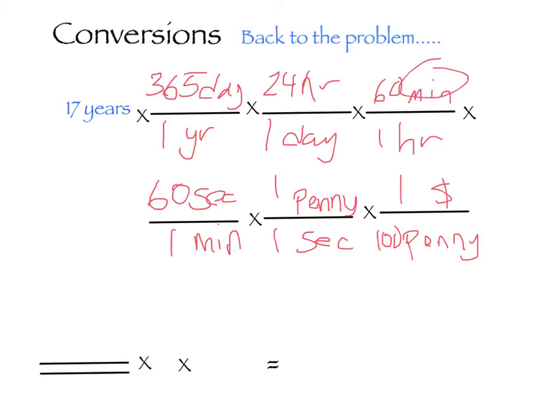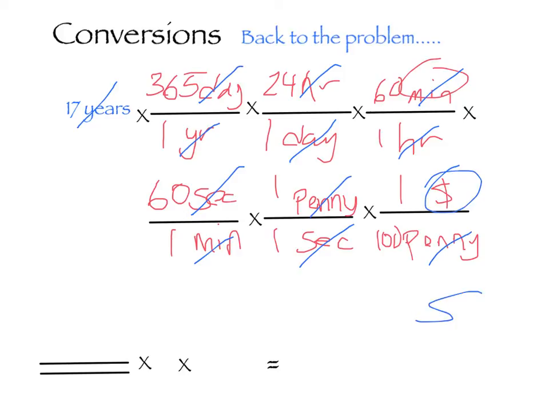Alright, now we need to do some thinking about units. Let's double check our units. We have years here and years there. They cancel. We have days there and days there. They cancel. Hours on the top, hours on the bottom. They cancel. Minutes on the top, minutes on the bottom. Seconds on the top, seconds on the bottom. Pennies on the top, pennies on the bottom, and I'm left with dollars, which was my answer. The request was how many dollars.